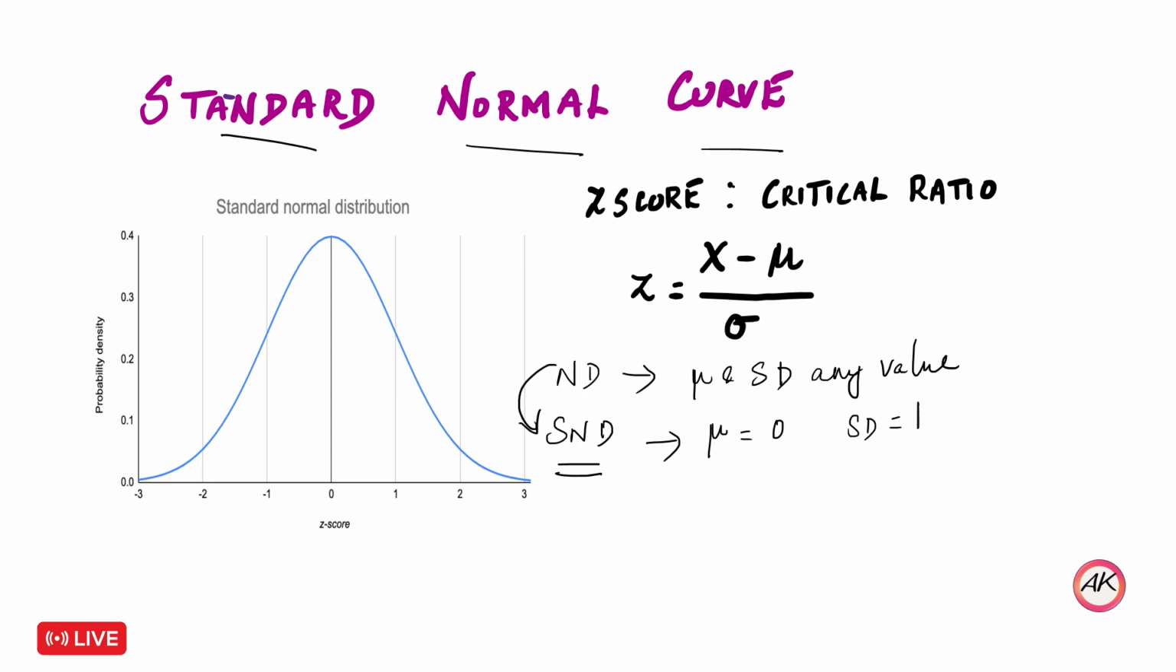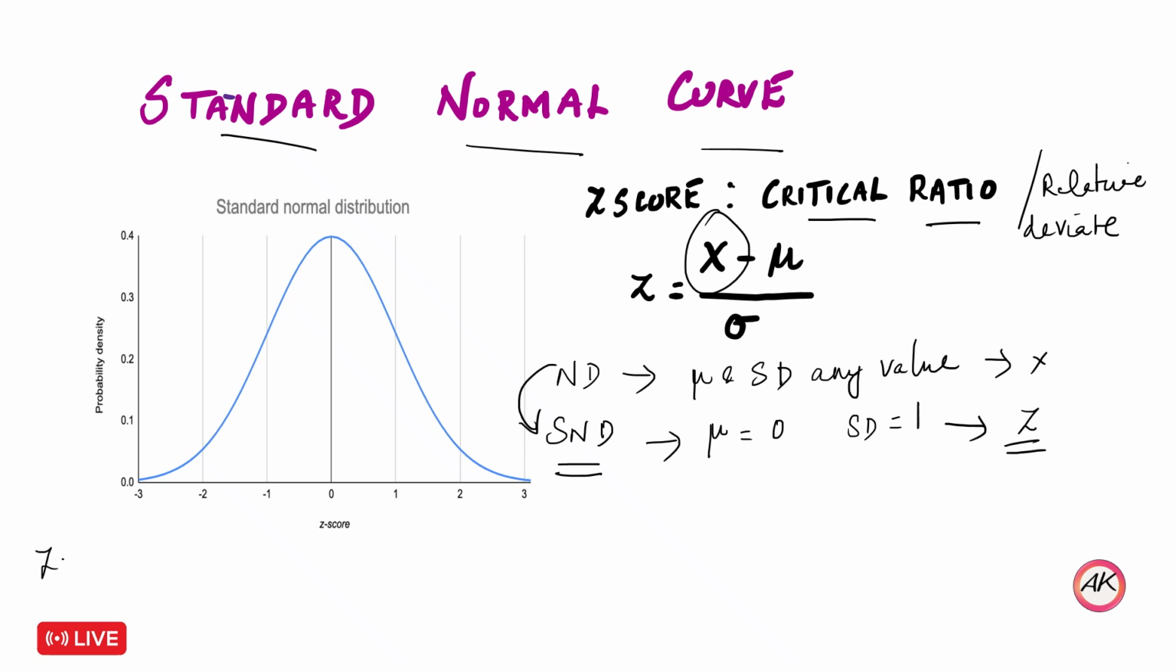Why? Because this will allow you to compare different data sets with different means and standard deviations. Also, it will help you to know how many standard deviations away from the mean a particular individual value is. Just like in a normal distribution you have x as the data points, in a standard normal distribution you have the z-scores. This z-score is also called the critical ratio or the relative deviate. It helps you to know how many standard deviations away from the mean a particular individual value is. It is calculated as the individual value or the random variable minus the mean, divided by the standard deviation.